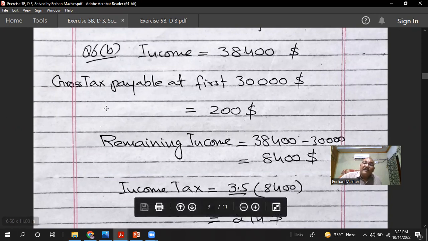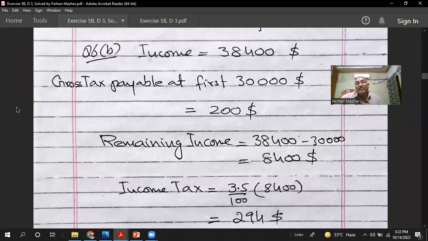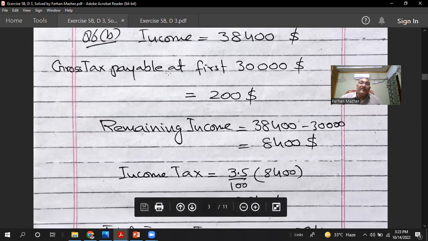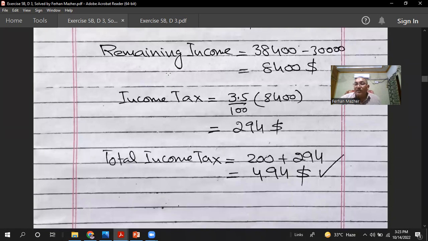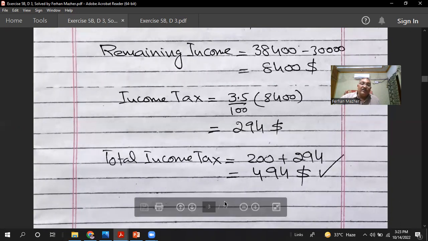38,400 minus 30,000, and the remaining income is 8,400. So the income tax on this income, 8,400, will be 3.5% of this amount, and that will be 3.5 divided by 100, multiply 8,400. So you get $294. So the total tax will be $200 plus $294, and the total tax payable will be 200 plus 294. That will be $494. So this is how you will do this question.